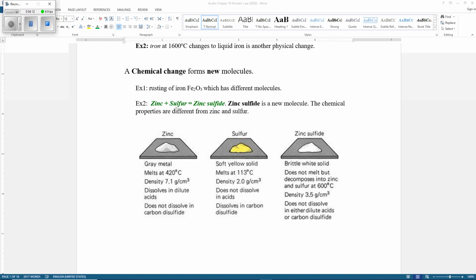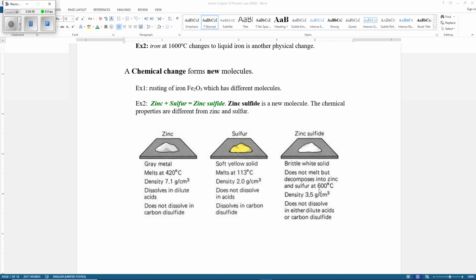Another example: see what happens if we combine zinc and sulfur, two elements. This is a metal, and this is a non-metal. After they combine, it gives you zinc sulfide, a new molecule. So the physical and chemical properties are going to be totally different from zinc and different from sulfur. Here is the example from our textbook. See the properties of zinc, the properties of sulfur, and the properties of the new molecule. You will see everything change. It becomes brittle.